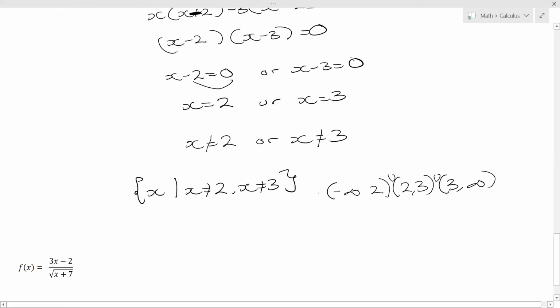So it can be from negative infinity up to 2. It can be between 2 and 3, so for example, let's say 2.2, 2.5 and stuff like that. Then from 3, it should be above 3. So I'll write this again: negative infinity, 2, union, 2, 3, union, 3, infinity. And this is it. This will be the answer.